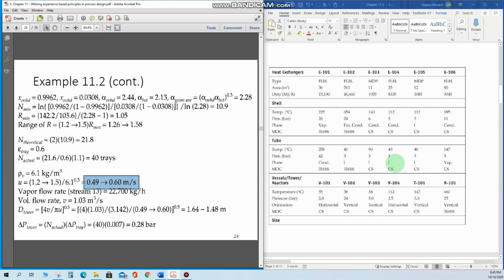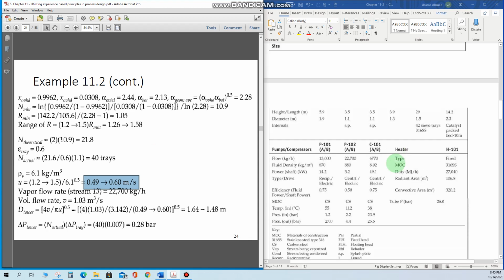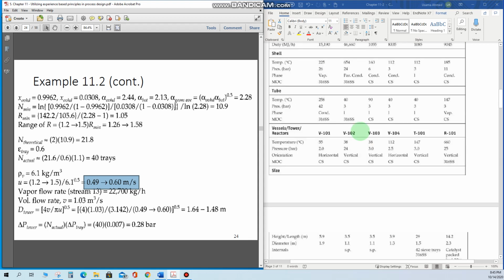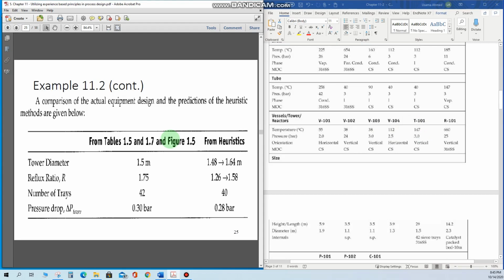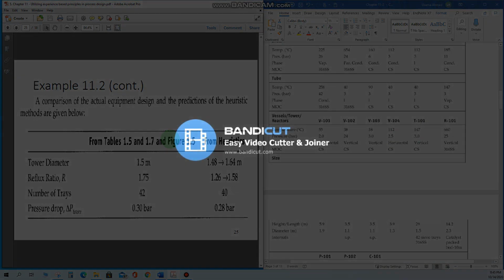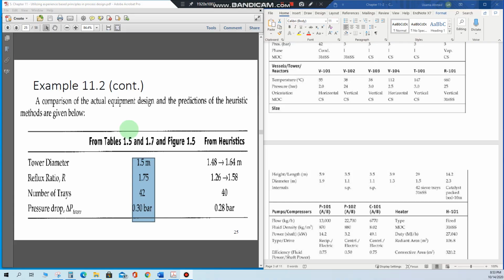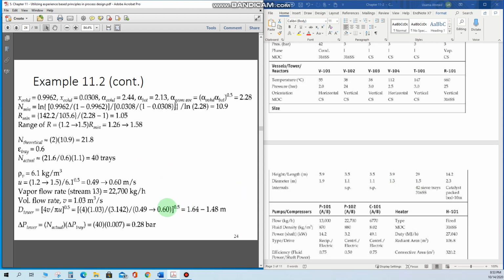Okay, so this one is column, and this one is pump. Yes, this one is tower, T101. Now from here, what we can see here, the tower diameter which is given here, if you go back to this one, T101, the tower diameter is 1.5 actually, and from our heuristics we have calculated this one between 1.48 to 1.64, which is in good agreement here.